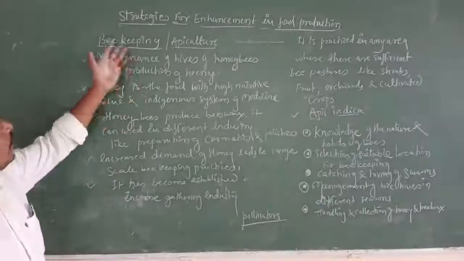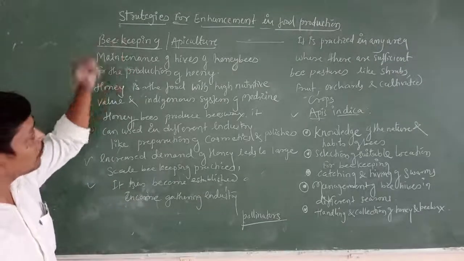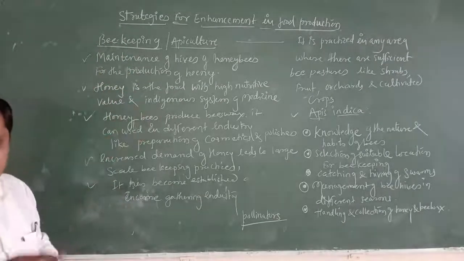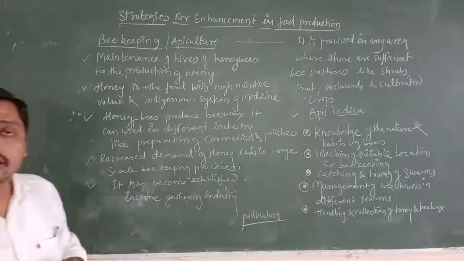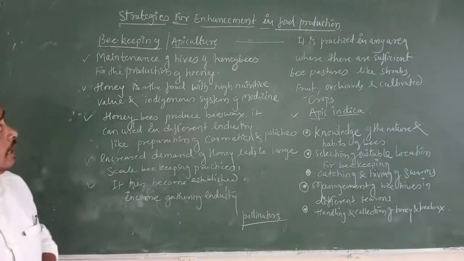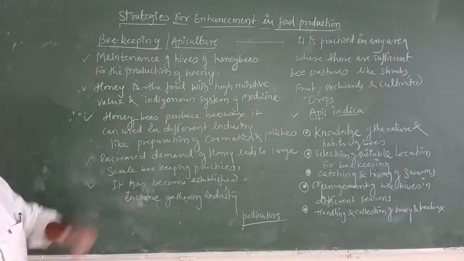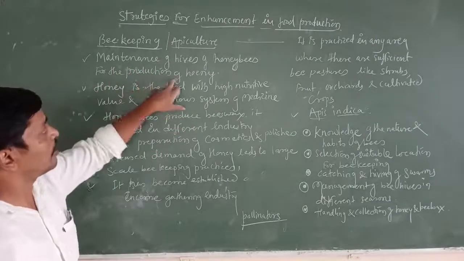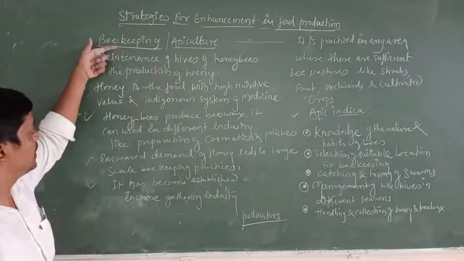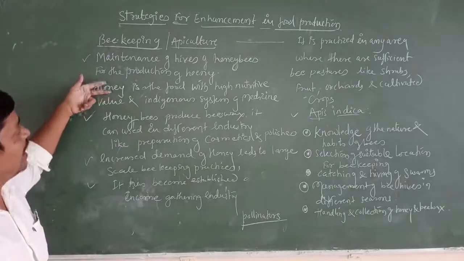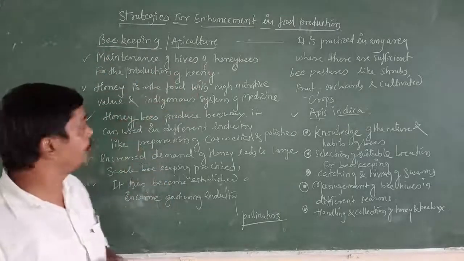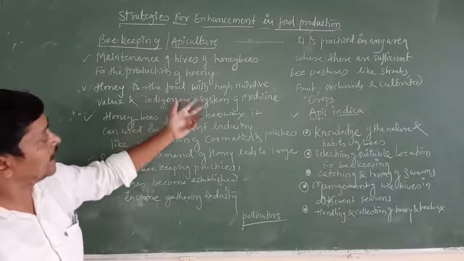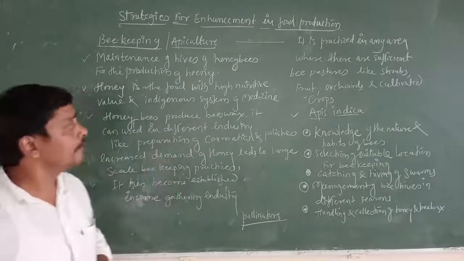In the sense, what is beekeeping and what is the importance of honey? We are studying these two points. What is the definition of beekeeping? Maintenance of hives of honeybees for the production of honey is called beekeeping. And what is the importance of honey? Honey is a food with a high nutritive value and it also acts as an indigenous system of medicine.